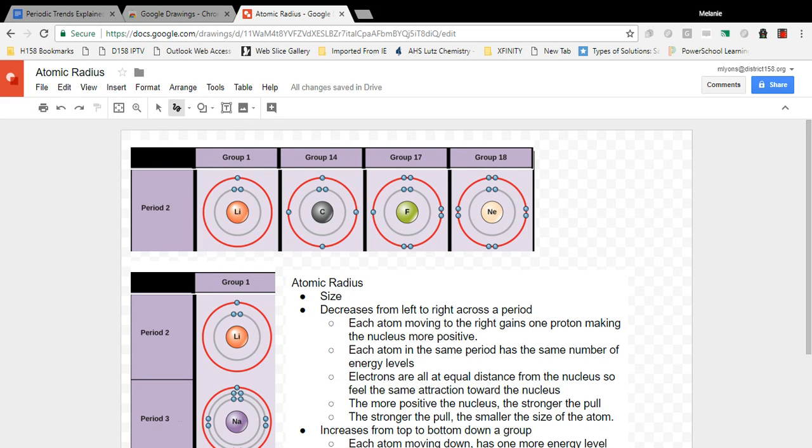This video will help explain the periodic trend of atomic radius. The first thing we need to know is that when we're talking about atomic radius, we're just talking about the size of the atom.